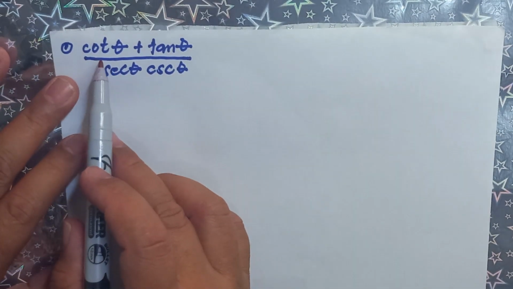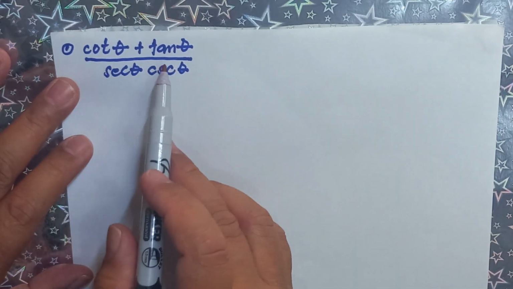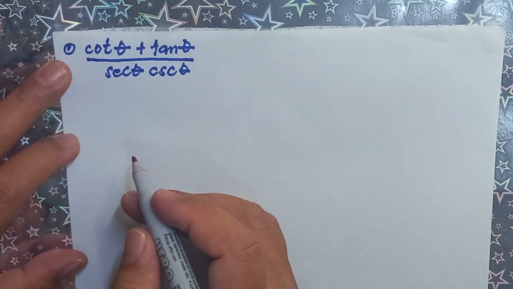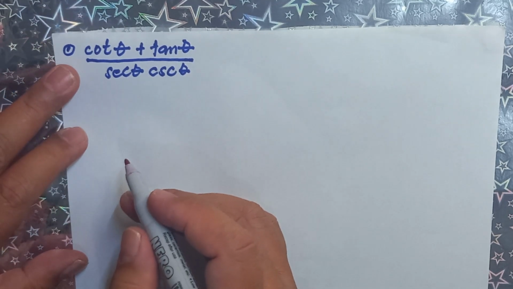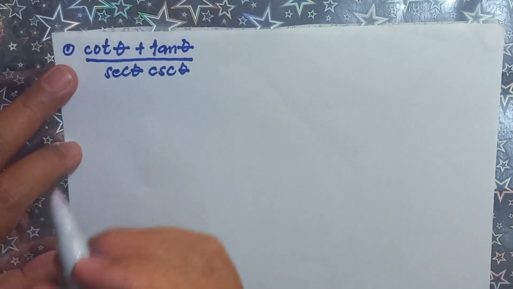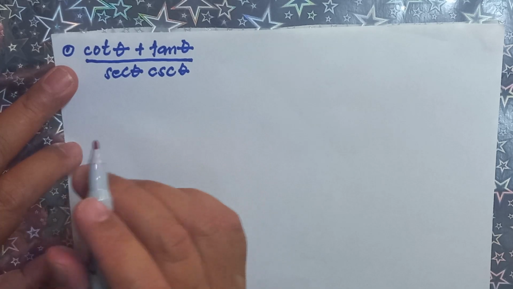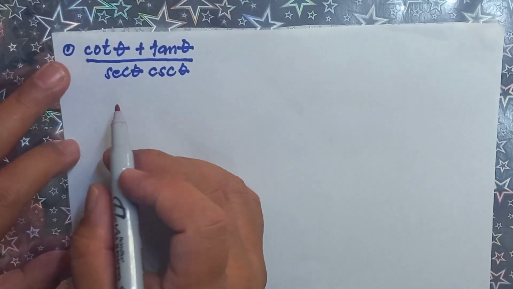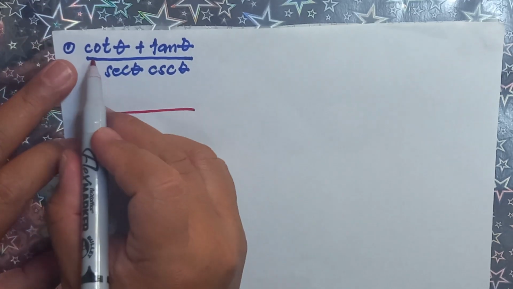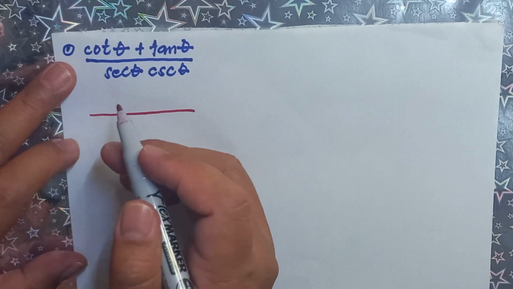Okay? Now, how are we going to simplify this one? Number one, you notice that you cannot see any cosine or sine expression. So immediately what we will be doing is we are going to substitute the expression using its definition in terms of cosine and sine. So let's try to have. Okay. What is the definition of cotangent in terms of cosine and sine?